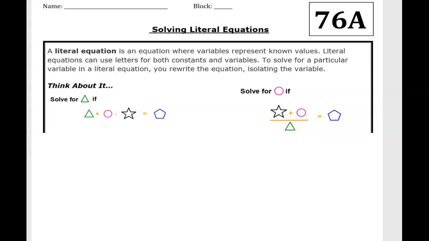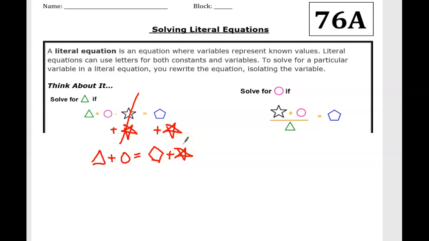So let's think about it. If we had a triangle plus a circle minus a star, and that equals a pentagon, and we want to solve for the triangle, our whole goal is to get the triangle by itself. So we want to start out, if we have a negative star, we can think of the inverse operation, which would be to add a star. And if we add a star to one side, we have to do it to the other. So when we do that, additive inverse says they cancel out, and we're left with triangle plus circle is equal to the pentagon plus the star.